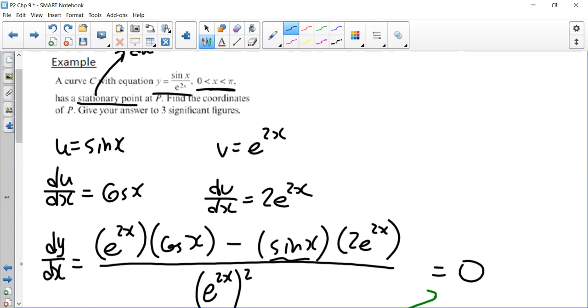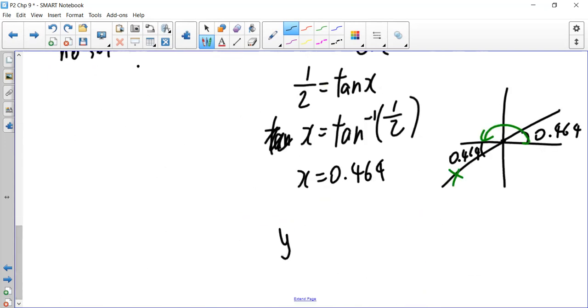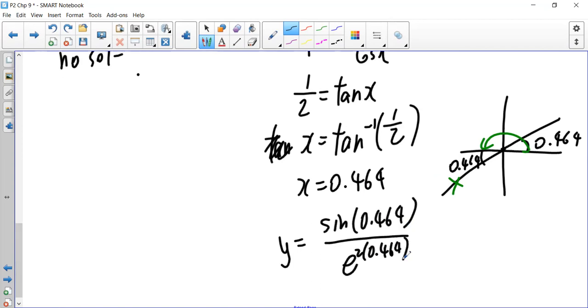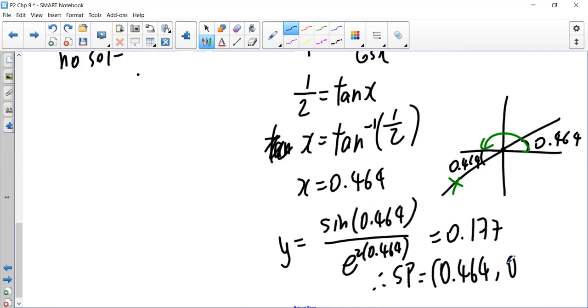So y equals sin x over e to the power 2x. So sub into, sorry, got a brain fart. So let me sin x. So sin 0.464 over e to the power 2 times 0.464. Put in a calculator, you will get 0.177. Therefore, the stationary point is 0.464 and 0.177.